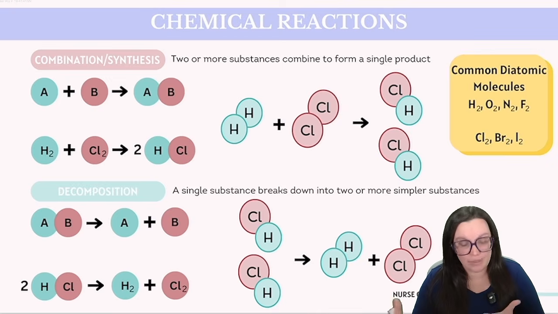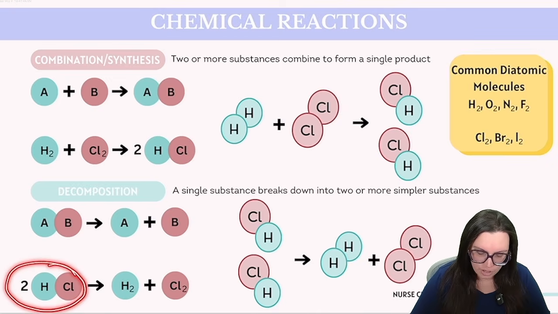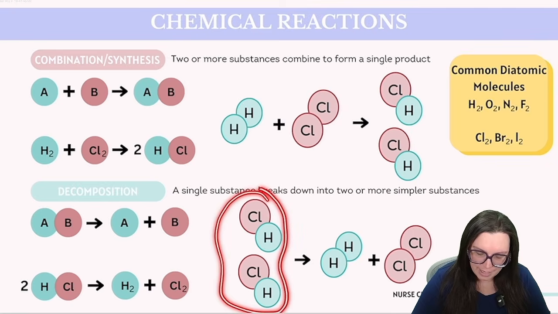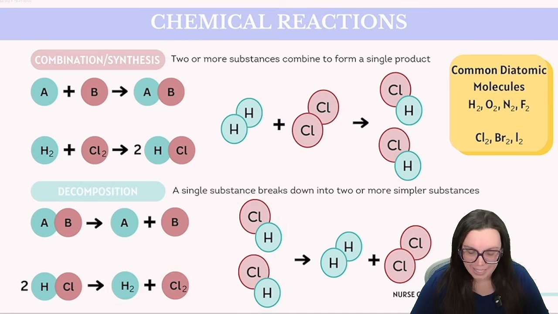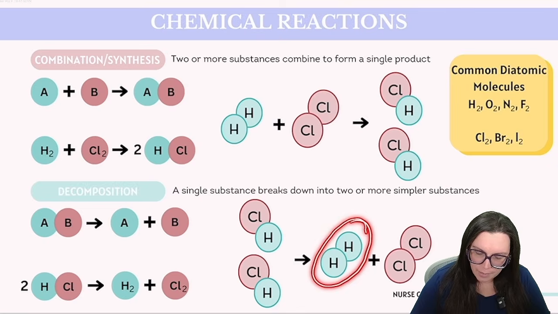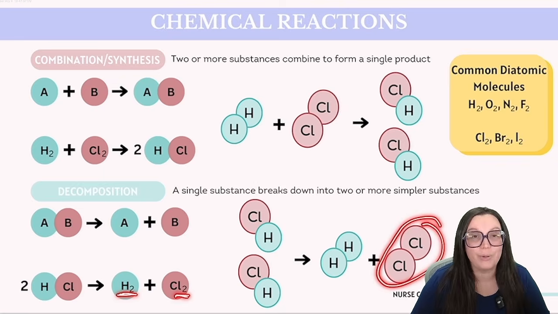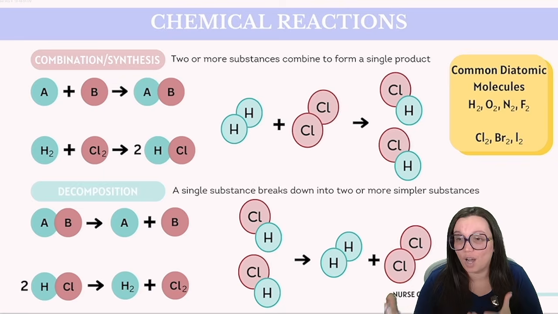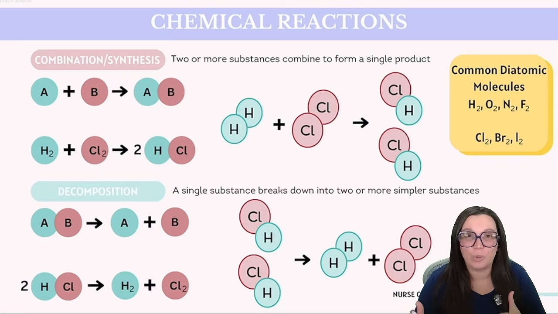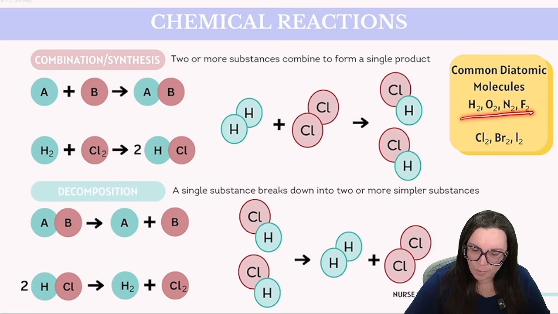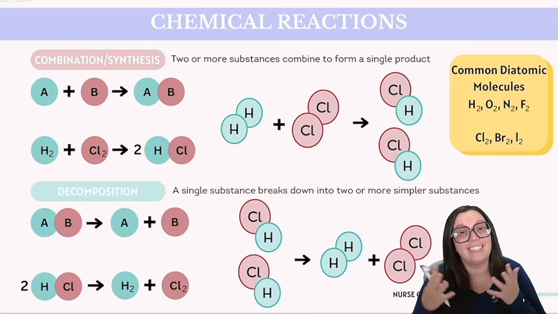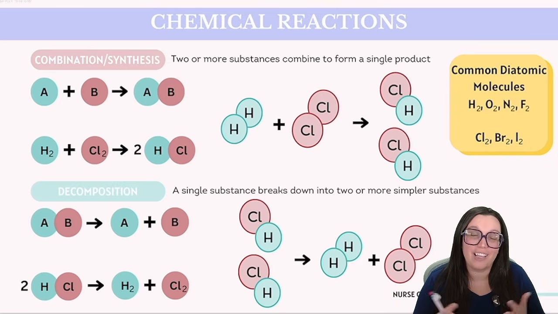So using our previous example, if we had two hydrogen chlorine molecules like we see here, ultimately our product is going to split these atoms apart, and they're going to go back into diatomic molecules, meaning that we're going to have two hydrogen and we're going to have two chlorine atoms. There are a lot of common diatomic molecules that you are going to see. These are the most common ones that you should be familiar with, as these occur naturally within nature and come in pairs.